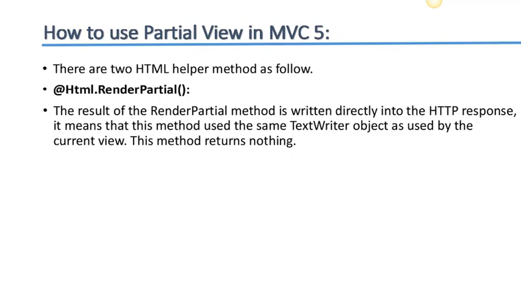So that's why it is slightly faster than the Partial method, and the return type of RenderPartial is void.